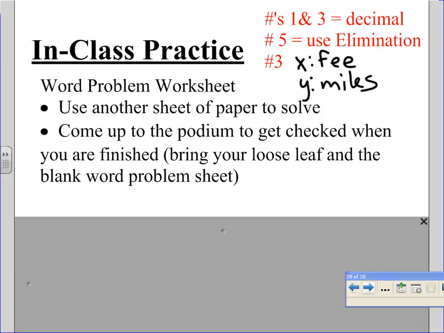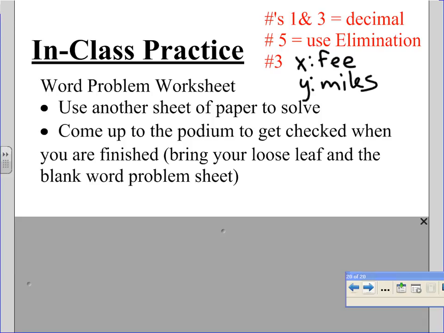So here's the plan. 1 and 3, you will get a decimal. Number 5, I am telling you to use elimination for a reason. So number 5, you must use elimination. Number 3, use what I gave you for X and Y, and that will help you. Because number 3 is a little bit confusing if you don't know what X and Y are. Number 2, read carefully. Okay, it's a little tricky. You can do it, but read carefully.